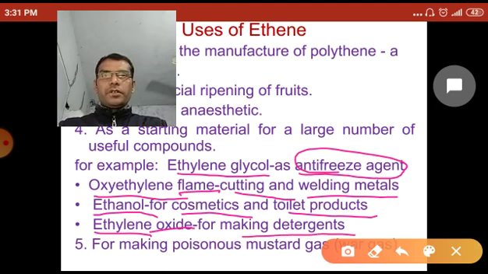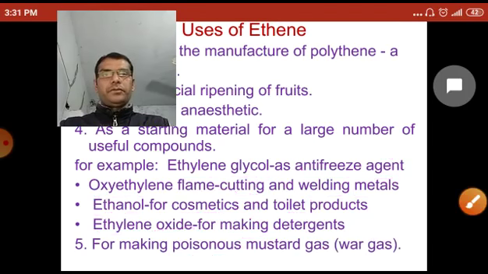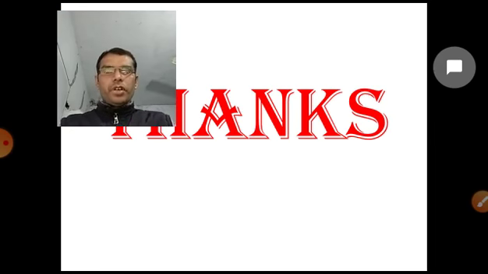Now ethylene is used for making the poisonous mustard gas. It is also called war gas. Mustard gas is also called war gas. So this is all about the chemical properties of ethene.